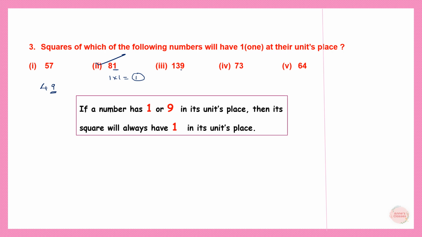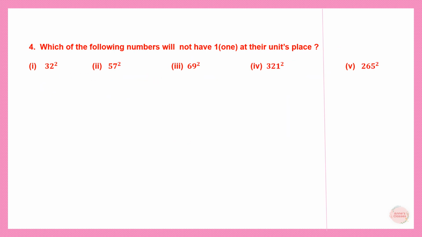Then let's go to the next one. 9. 9 into 9 is 81. And 81 has 1 in the units place. Go to the next one. 3 is in the units place. 3 into 3 is 9. We don't have 1 in the units place. Go to the next one. 4 is in the units place. 4 fours are 16. We don't have 1 in the units place. So you can do it this way also. Try and remember the property, but you can also check this way.